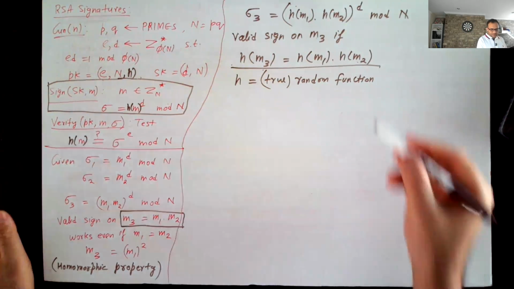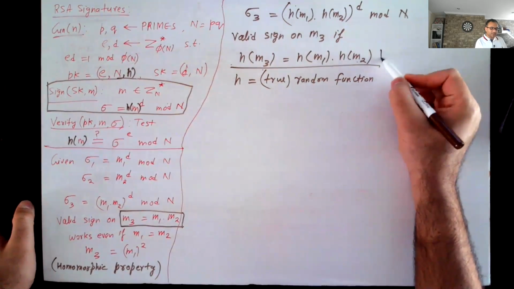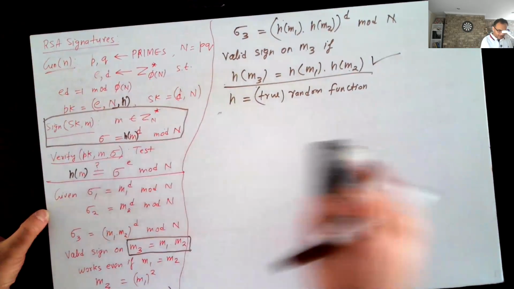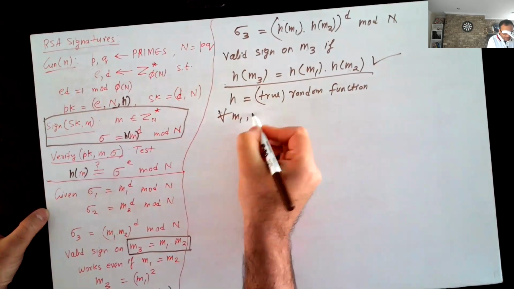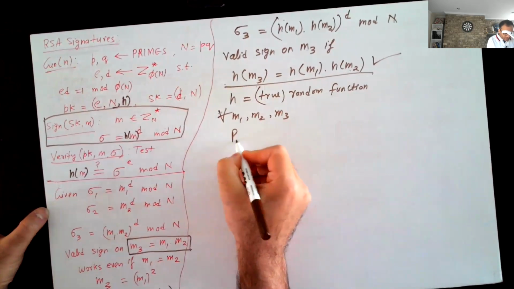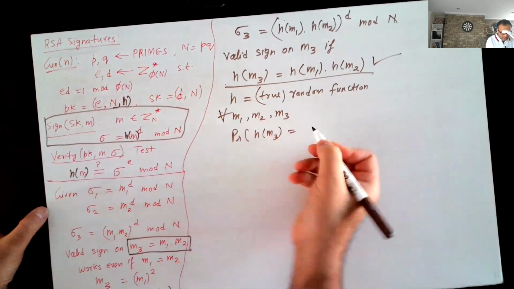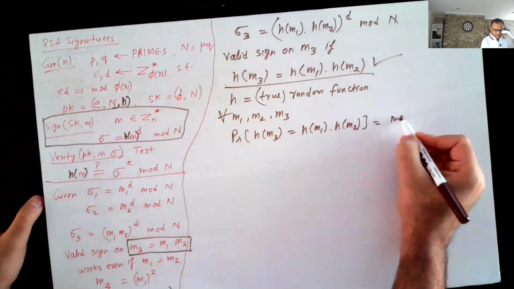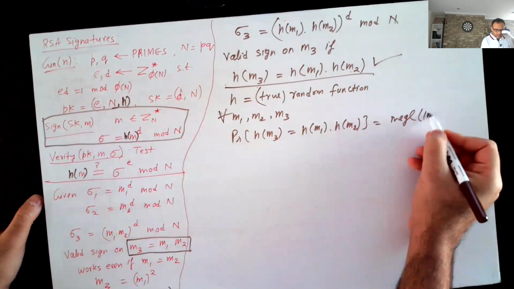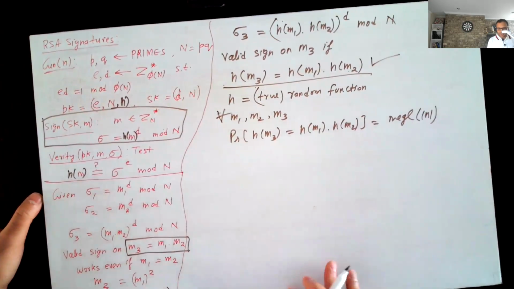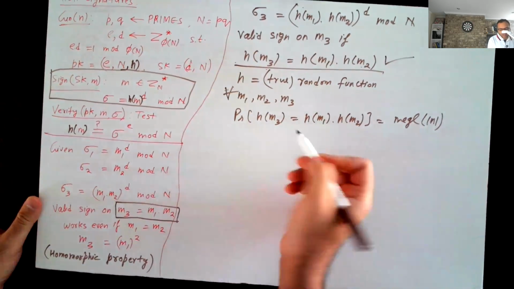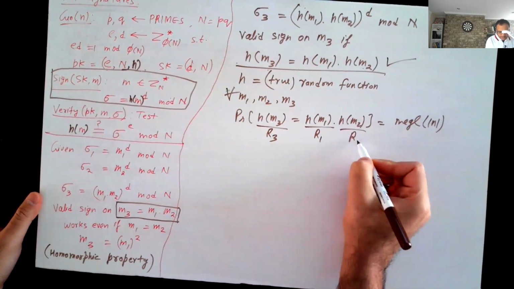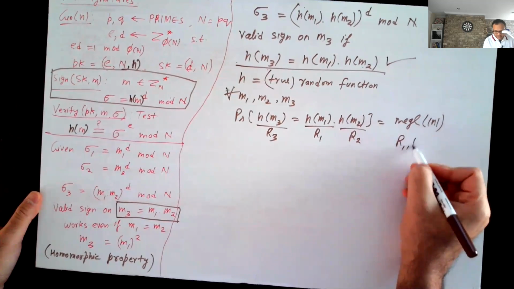So yeah, if the hash function is a true random function, then in fact, this works, right? The probability, for every M1, M2, and M3, that hash of M3 is going to be equal to hash of M1 times hash of M2 will be exponentially small. It will be negligible in the size of the output of the hash function, right? Because these are just 3 random numbers. This is R3, this is R1, and this is R2, or I should say 3 random group elements.